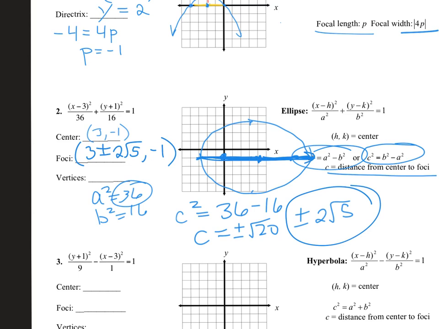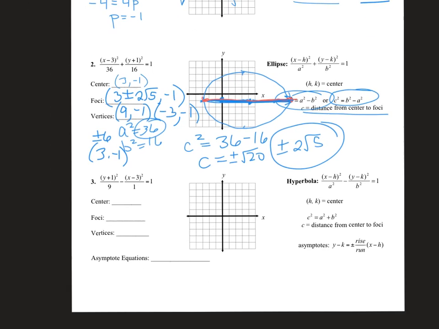It's perfect. And then our vertices, of course, are always on the longest axis. And like we said, the longest axis here would be going left and right. So basically, to find the vertices, you're going to take the center, which is at 3, -1, and then you're going to add or subtract 6, because that's how far we went in each direction. So if those are nice numbers, I'd like you to go ahead and write that as 9, -1, and -3, -1. All right, there we go, moving along.